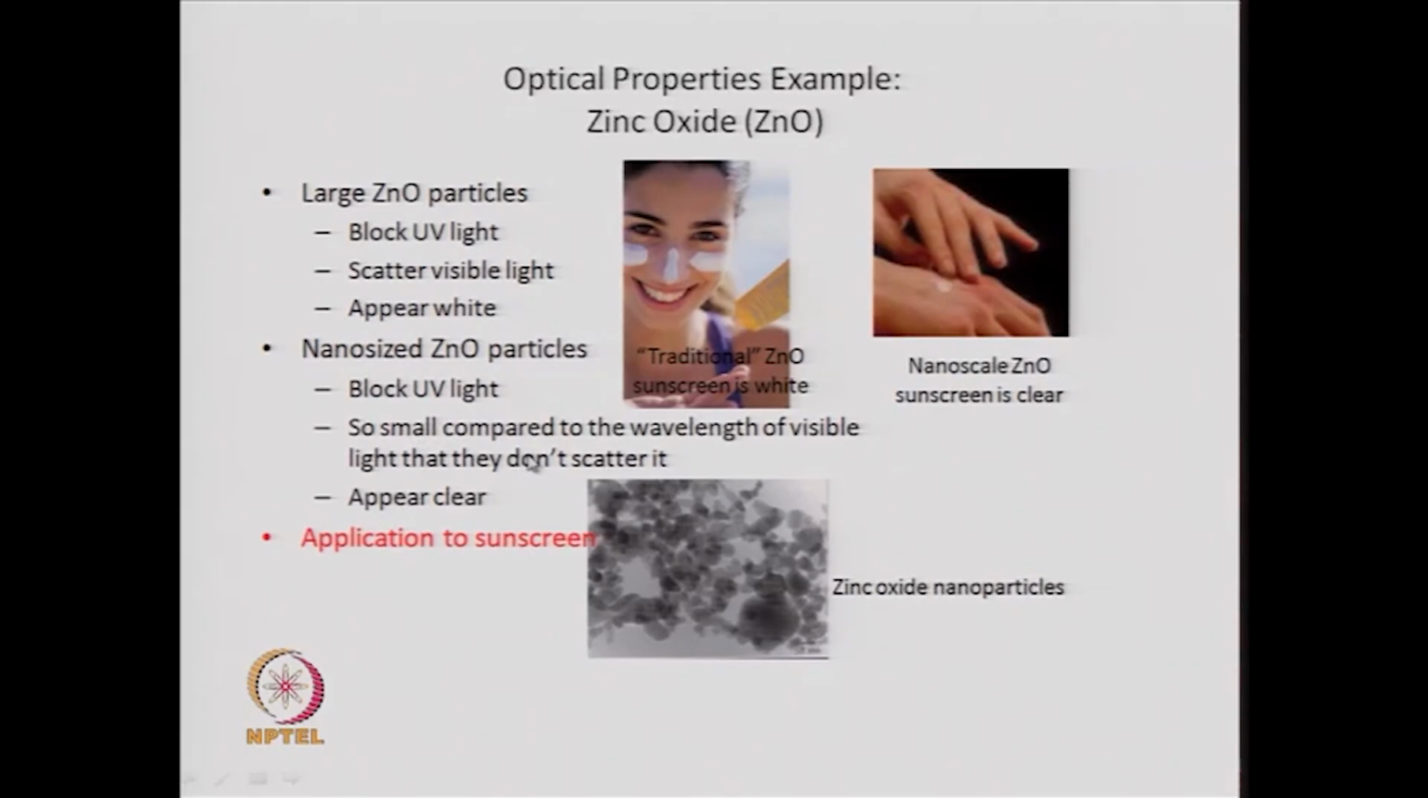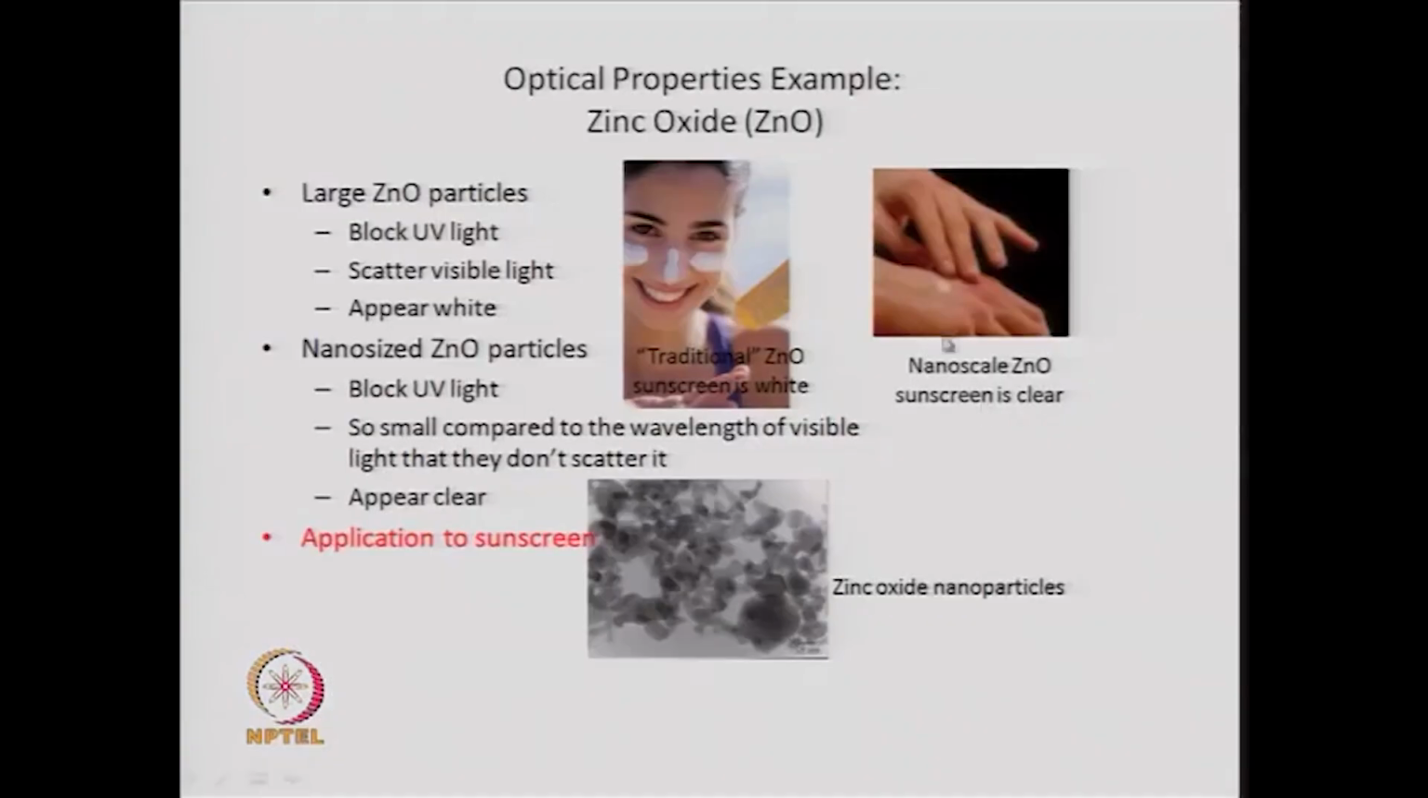that now they do not scatter visible light, because the particles are now smaller than the wavelength of the visible light. So, to scatter you must be of the order of the wavelength of the light that you are planning to scatter. When you make the size of the zinc oxide particles much smaller, then they do not scatter the visible rays, and hence they will look transparent, or like shown here, it will not show this white color which the large size zinc oxide particles were showing.